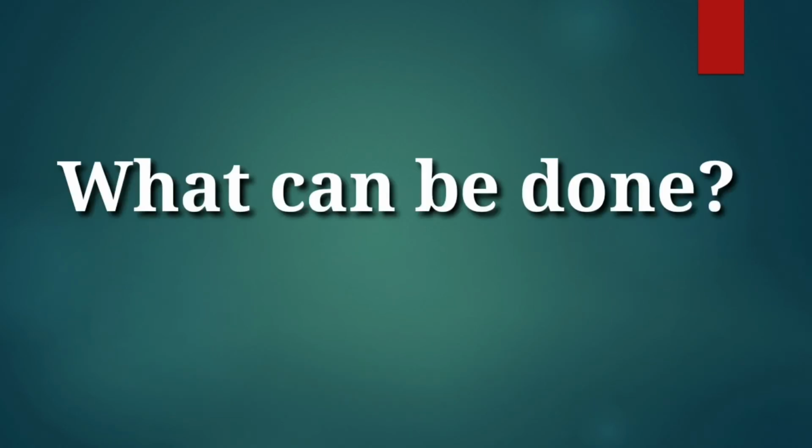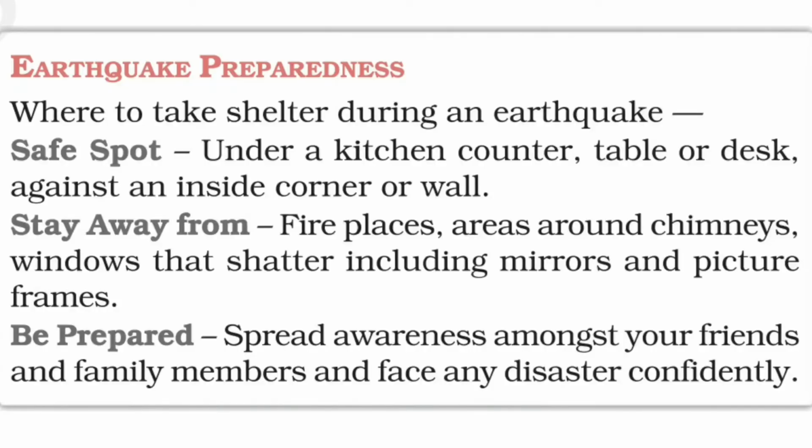What can be done for the preparation for an earthquake? So let's understand earthquake preparedness. Where to take shelter during an earthquake? The safe spot is under the kitchen counter, table or desk, against an inside corner or wall. Means it should be at the corner, near the wall. You must stay away from fireplaces, areas around chimneys, and windows that shatter, including mirrors and picture frames.